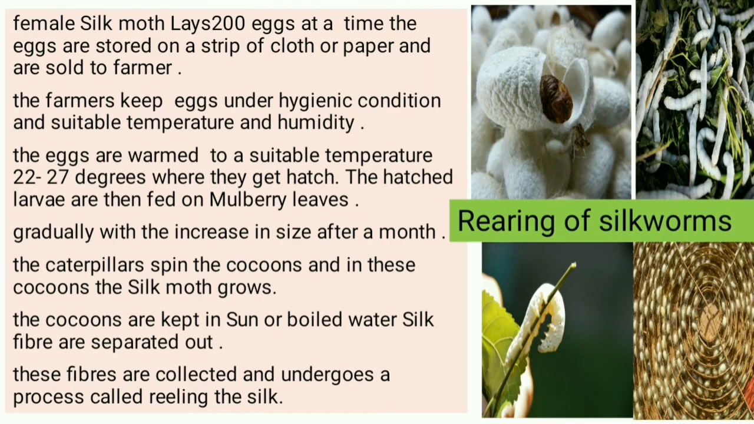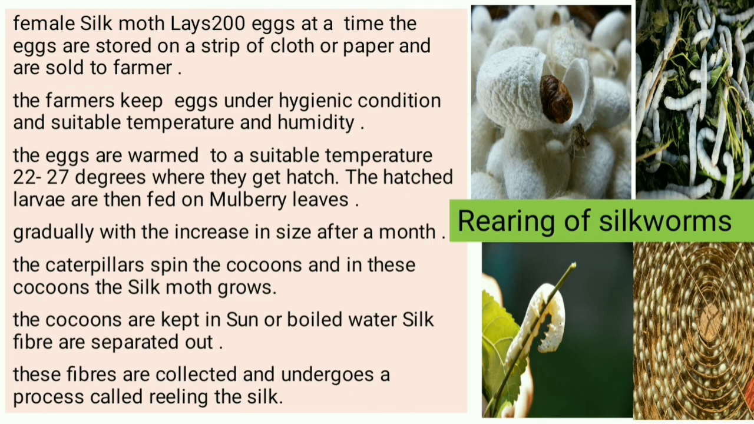Rearing of silkworm. The female silk moth lays 200 eggs at a time. The eggs are stored on a strip of cloth or paper and are sold to the farmer. The farmer keeps the eggs under hygienic conditions and suitable temperature and humidity. The eggs are warmed to a suitable temperature, that is 22 degrees Celsius to 27 degrees Celsius, where they get hatched. The hatched larvae are then fed on mulberry leaves.